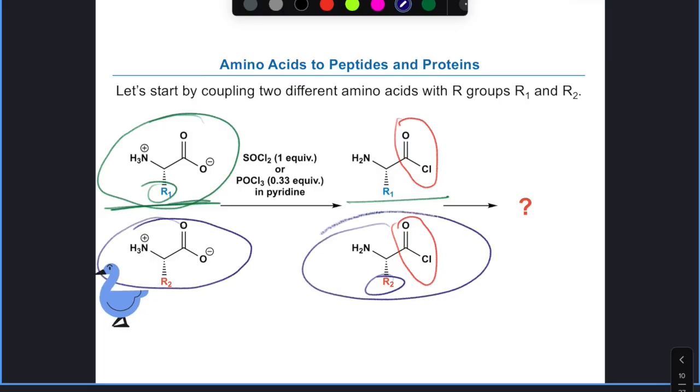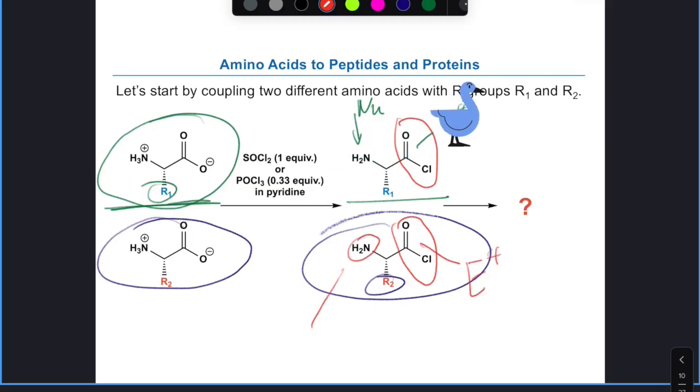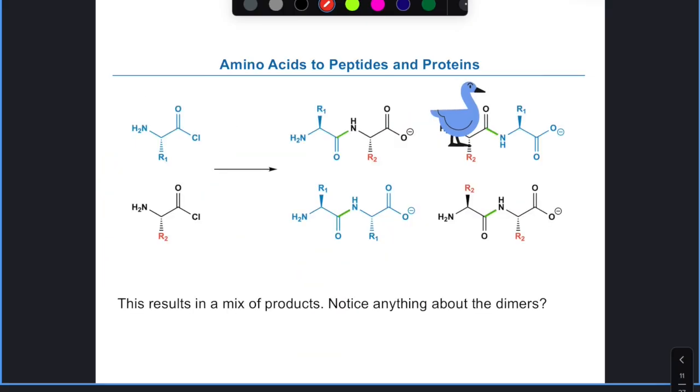If my goal was to programmatically add these guys together, what happens if I take the acid chloride in the top, the acid chloride in the bottom, mix them together? Is there a problem? Am I only going to get one product? Heck no. The problem you have here is you've got, up top, a really good electrophile and a pretty good nucleophile. And down here, a really good electrophile and a pretty good nucleophile. If I put them together, I get a mess. I get every combination that's possible.